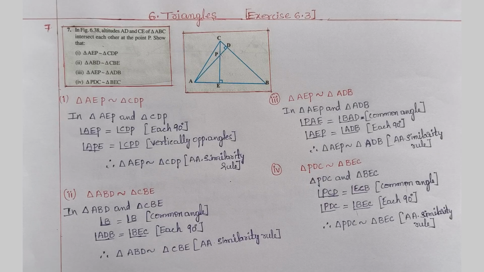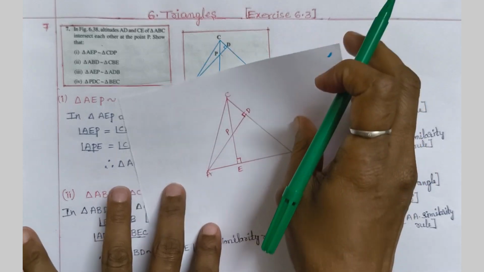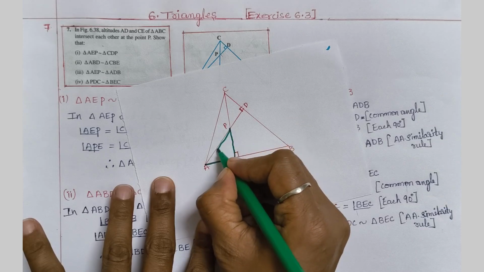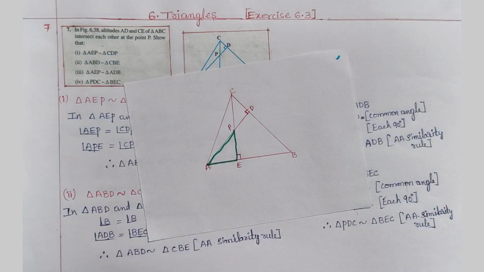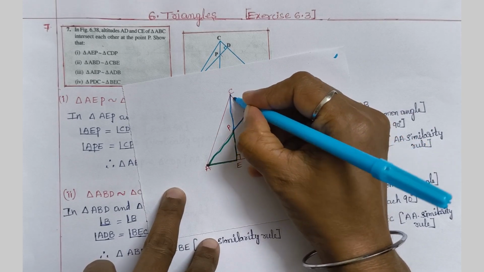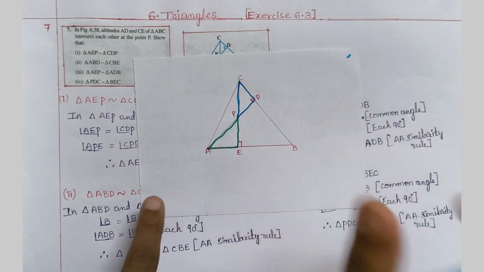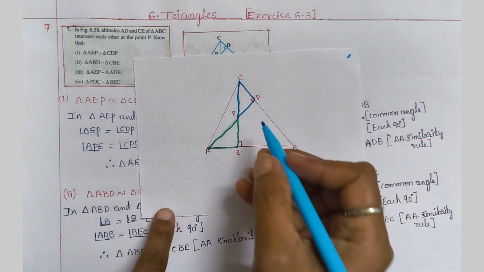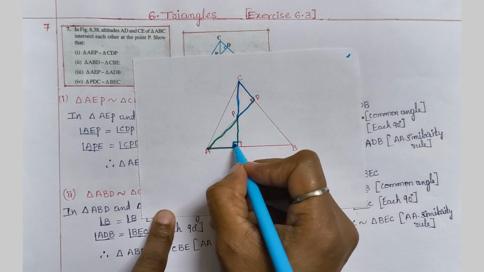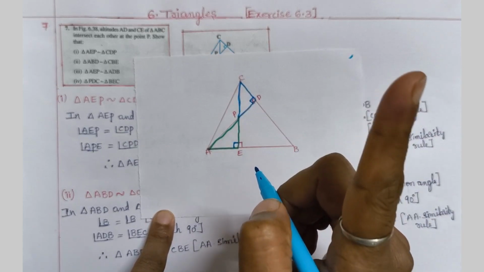Okay, see here, first question we will do. Which triangles will we prove similar? AEP and CDP. Both of these triangles we will prove similar. Seeing this one only we will understand. In this triangle here 90 degrees is there, in this triangle also 90 degrees is there. So one angle equal, proving is over.